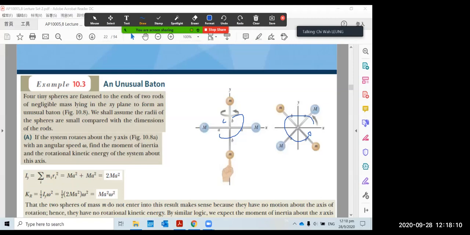Now, we try to figure out the moment of inertia, as well as the total kinetic energy of the two systems.